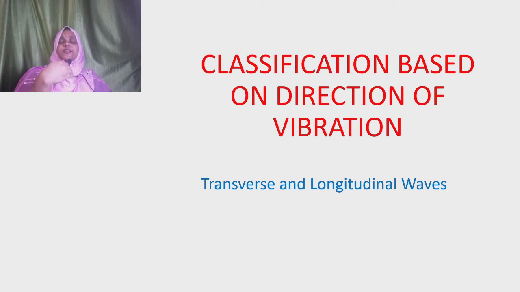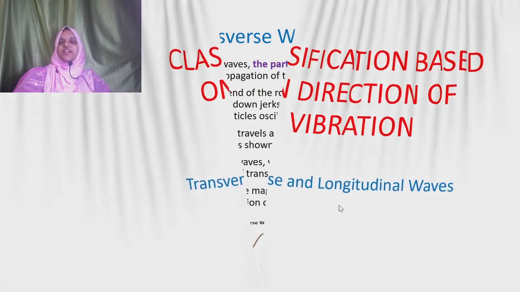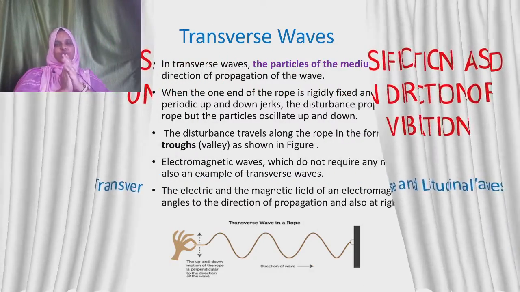Now there is another classification which is an important type of classification, and it is based on the direction of vibration of the particle of the medium relative to the movement of the waves, or relative to the direction of propagation of the wave. Waves can be classified into two types. They are transverse and longitudinal waves.